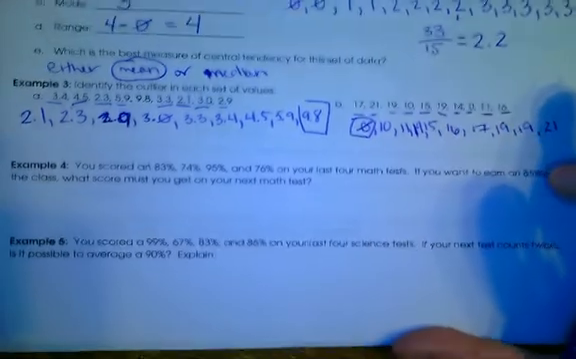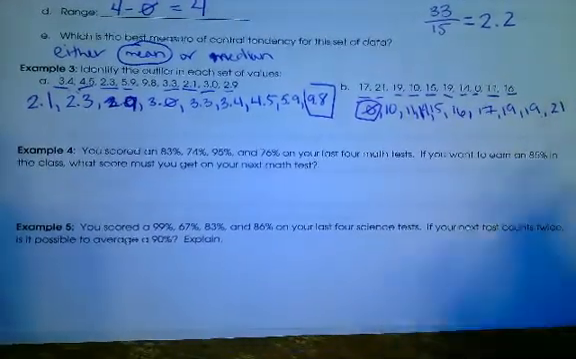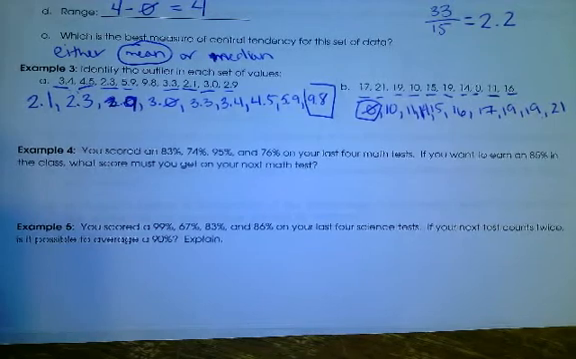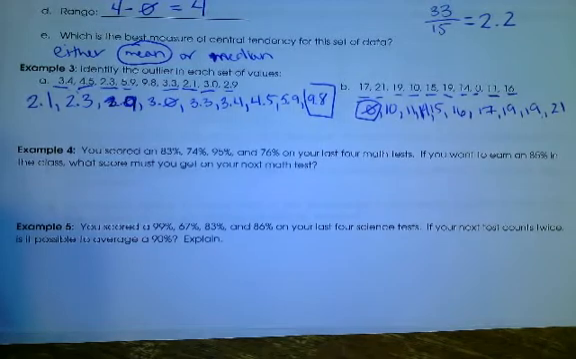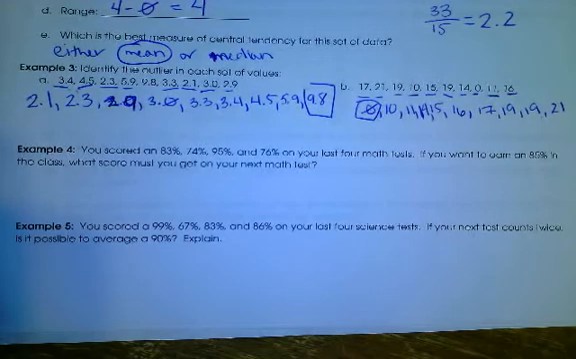Now, I've seen questions like example 4 on an EOC, so we want to make sure we really understand this type of question. You scored an 83%, 74%, 95%, and 76% on your last 4 math tests. Also, I have a lot of you guys asking me this question too. If you want to earn an 85% in the class, what score must you get on your next math test?